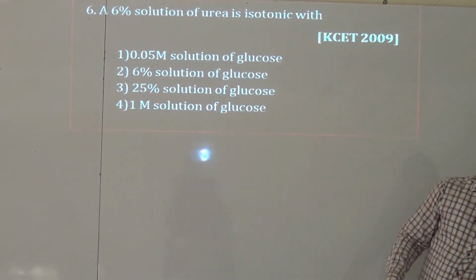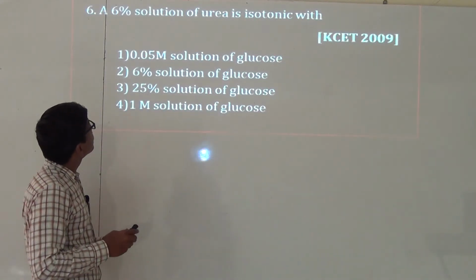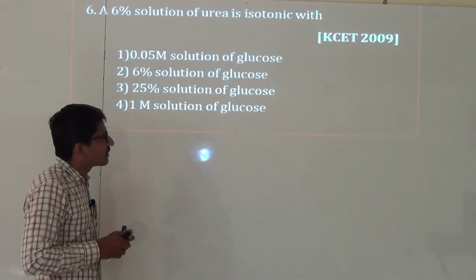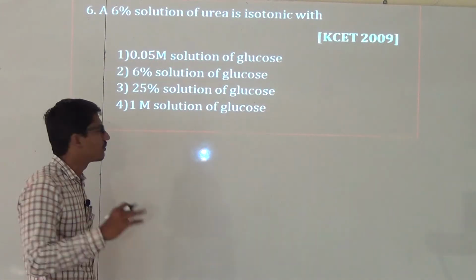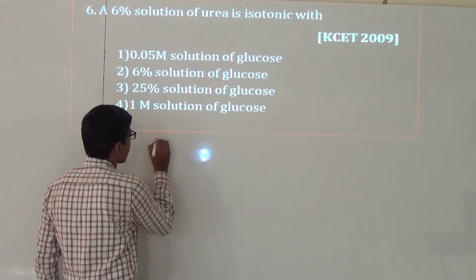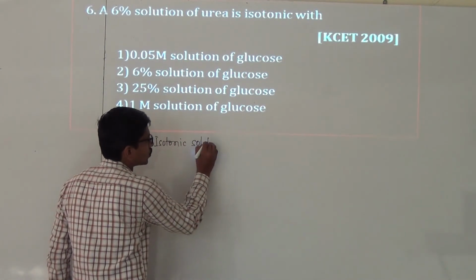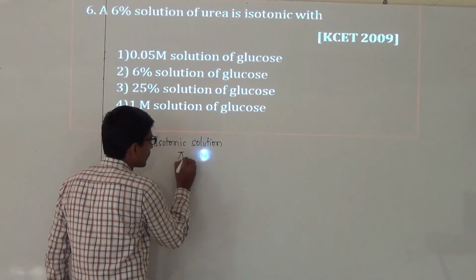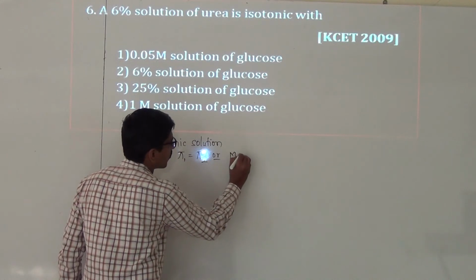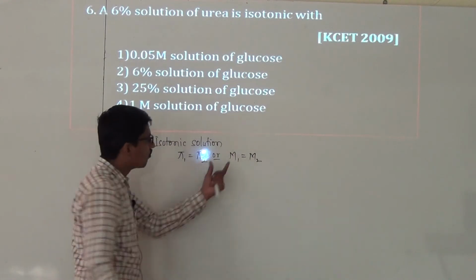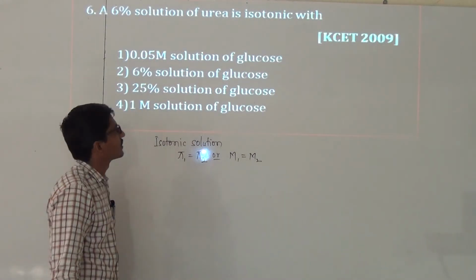Next question is, a 6% solution of urea is isotonic with... Isotonic is nothing but same osmotic pressure or same concentration or same number of moles. Isotonic solution is nothing but pi 1 is equal to pi 2 or M1 is equal to M2. Molarity of the first solution is equal to molarity of the second solution.